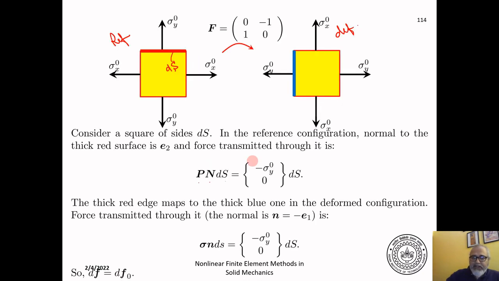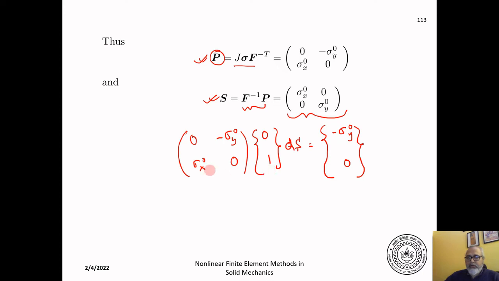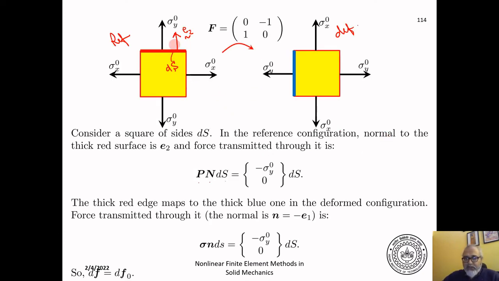And then for this surface, the normal is E2, and you multiply it with N, which is 0 1, so this leads to N dS. So this leads to the force that is transmitted through that surface, and that is equal to minus sigma y naught, 0. So this is the force that is transmitted through that red surface in this configuration.